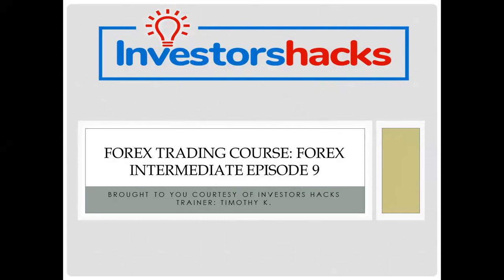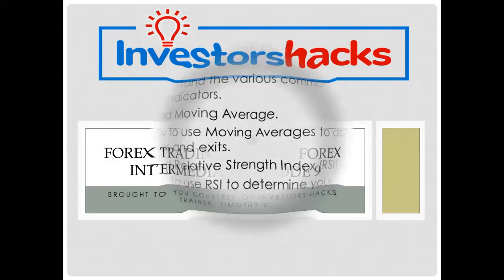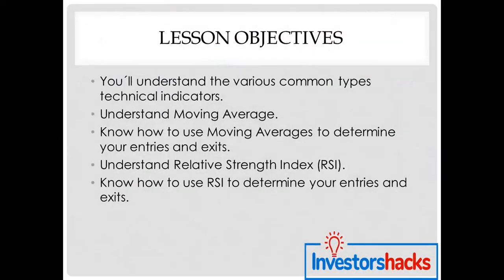Today we are going to look at technical indicators, and more so moving average and the relative strength index. Remember in our previous lesson, we began by looking at the various types of technical indicators. We saw that we have moving averages, relative strength index or RSI, stochastic, moving average convergence divergence, that is the MACD, the Bollinger Bands, and the parabolic stop and reverse. So in today's lesson, we are going basically to focus on moving average and relative strength index.